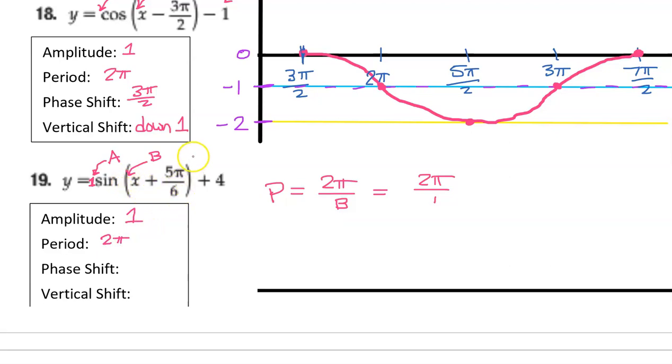What about the phase shift? The phase shift is going to come from this H value. It's always going to be the opposite sign that you see here. So because I have plus 5 pi over 6, the phase shift will be negative 5 pi over 6. And finally, the vertical shift will come from this K value. And it works just like you would think. A plus 4 will be up 4.